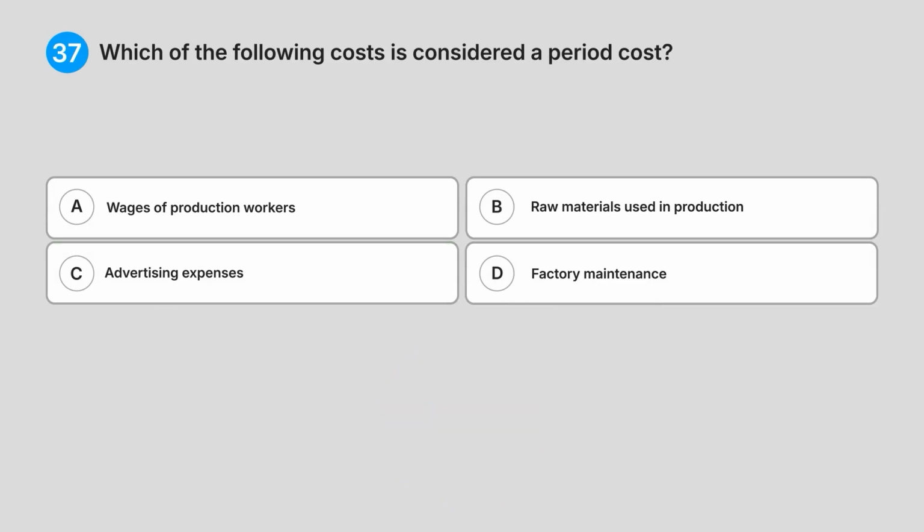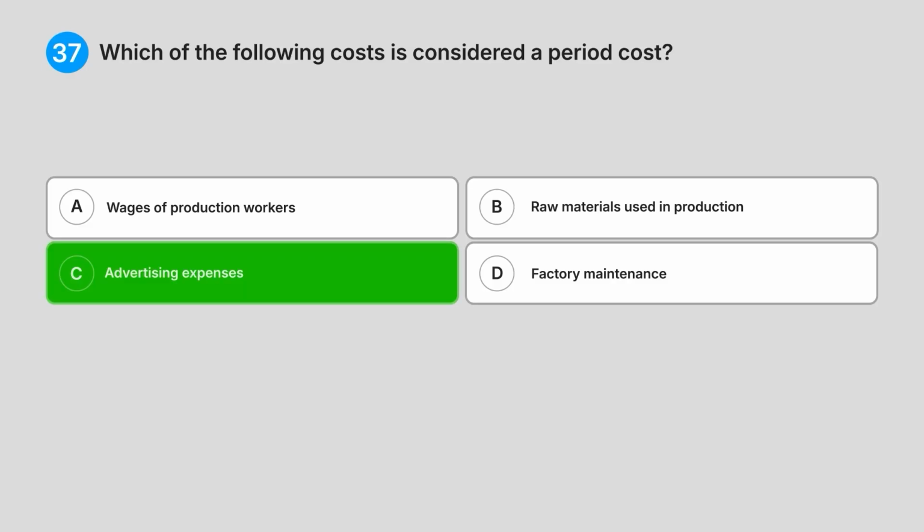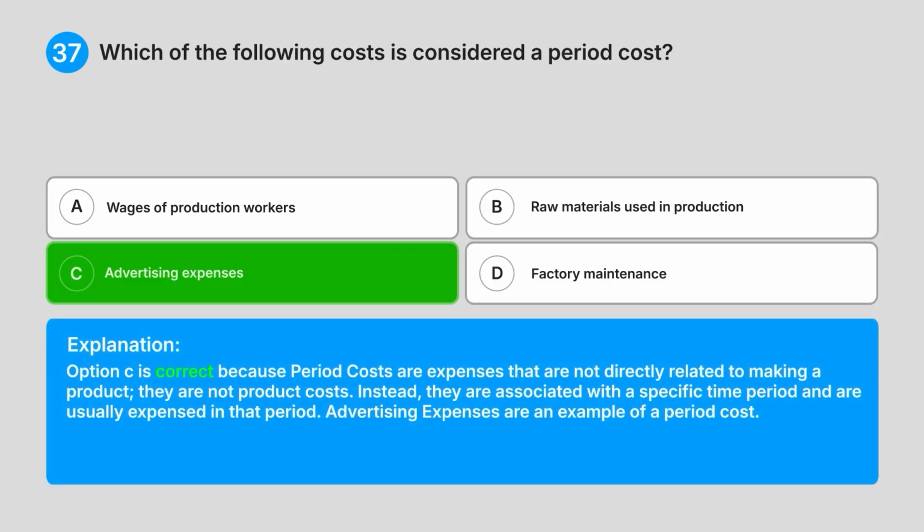Correct answer. C. Advertising expenses. Explanation. Option C is correct because period costs are expenses that are not directly related to making a product. They are not product costs. Instead, they are associated with a specific time period and are usually expensed in that period. Advertising expenses are an example of a period cost.